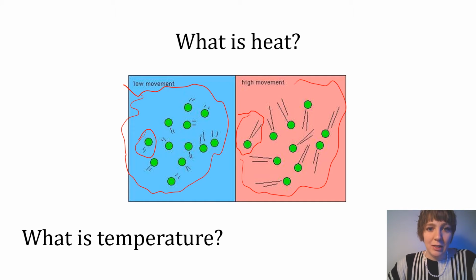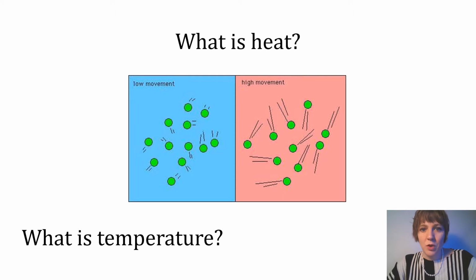This does beg the question, what is temperature? Well, if heat is the sum total of all of the kinetic energy of all of the molecules in a substance, then temperature is the average of all of that energy. For example, it's possible for something to have a lot of heat but a very low temperature if all of the energy is spread out over many, many molecules.